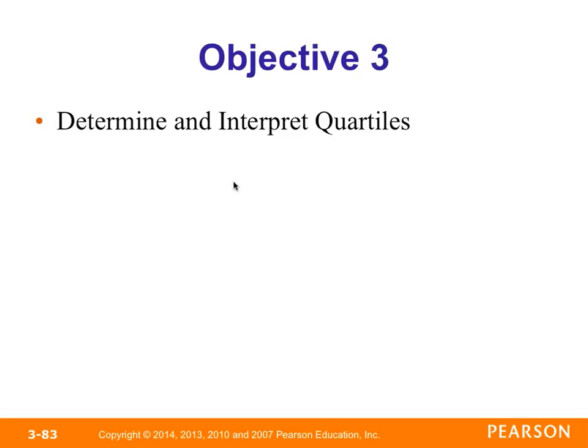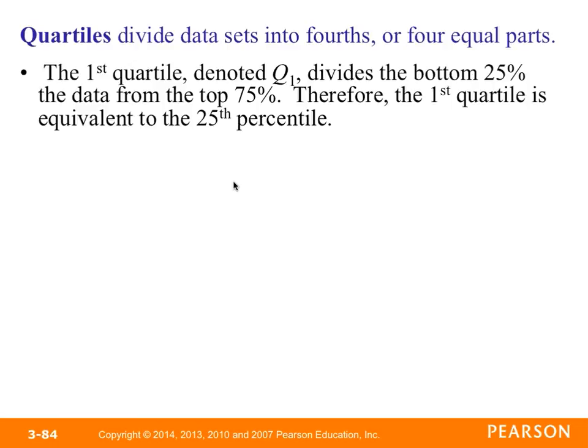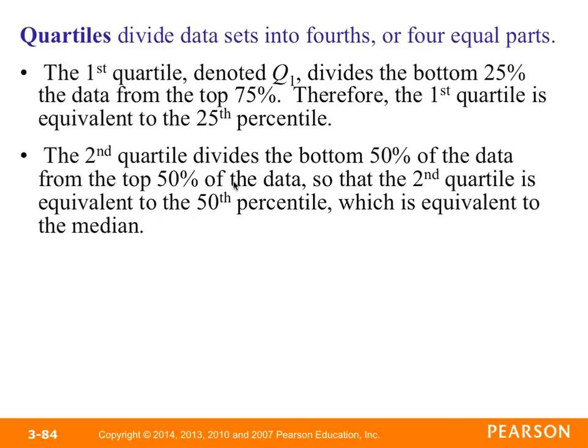Okay, we're also going to learn how to determine and interpret quartiles. Now, if you already understand how to find the median, then quartiles are really, really easy to find. Quartiles actually divide your data into fourths, or 4 equal parts. Now, the first quartile, which we denote with Q1, divides the bottom 25% of the data from the top 75%. So the first quartile is equivalent to the 25th percentile. Those two things are the same.